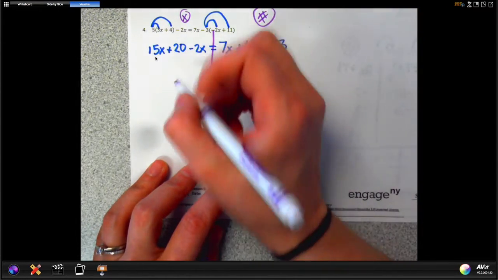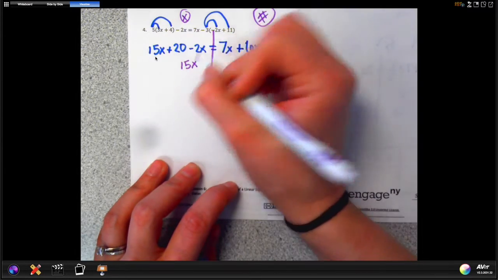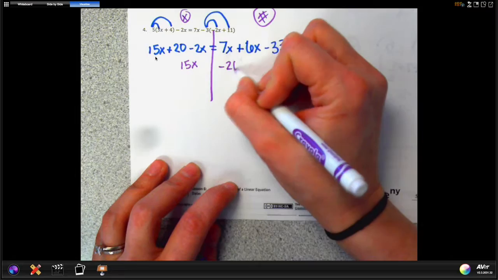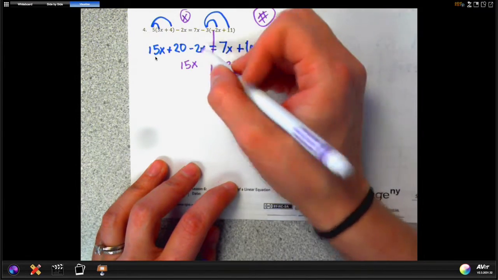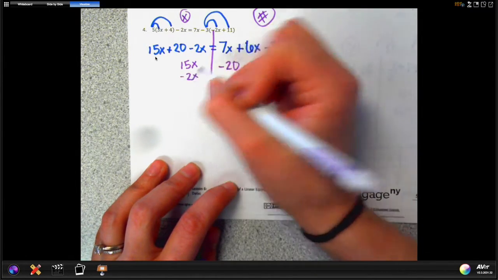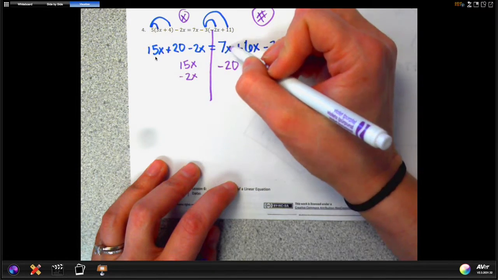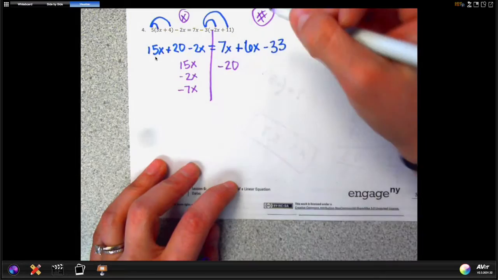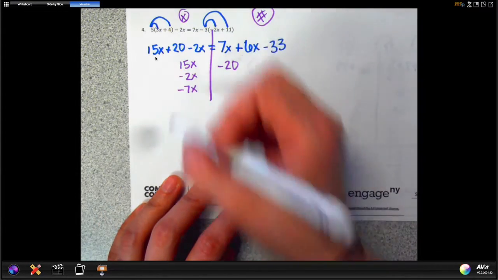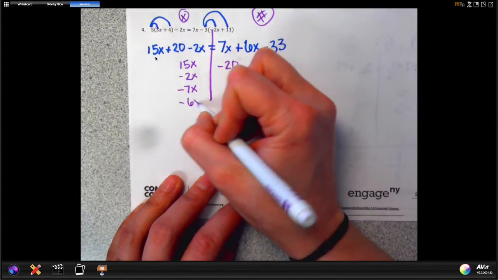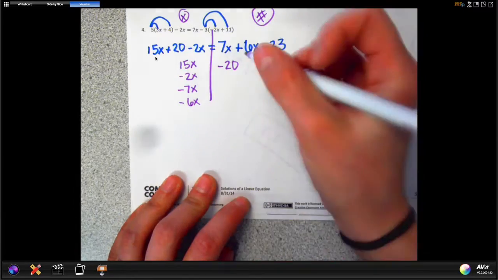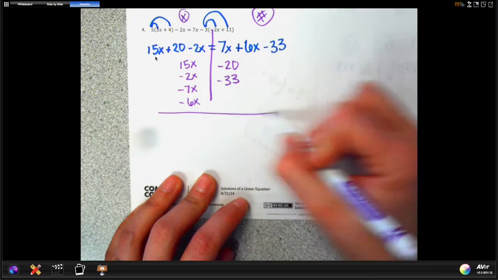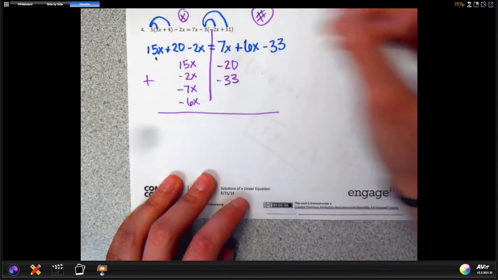Okay, 15x stays here. 20 has to go in the numbers. We cross the line, so it's now negative 20. Negative 2x stays here and stays negative. 7x needs to go in the x's, so we're going to cross the line and make it negative 7x. Same thing with 6x. Cross the line and make it negative 6x. And negative 33 is already where it needs to be, so we're going to keep it there and keep it negative. Now we're going to add these up.